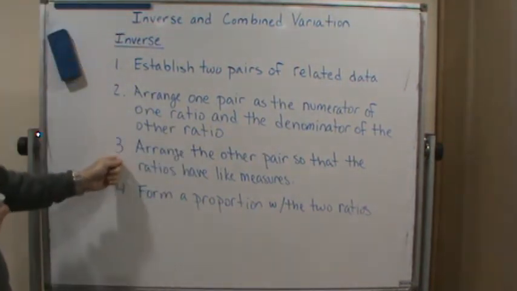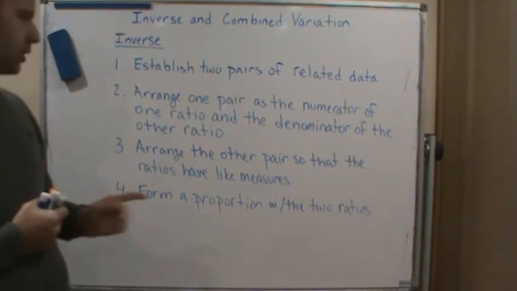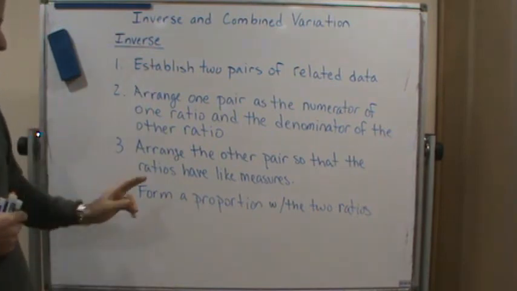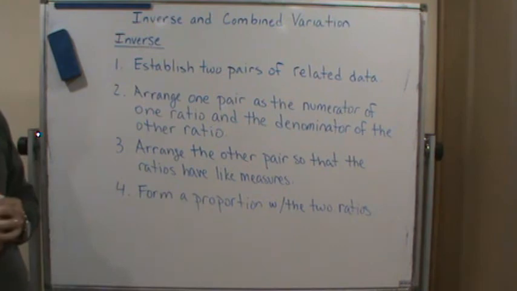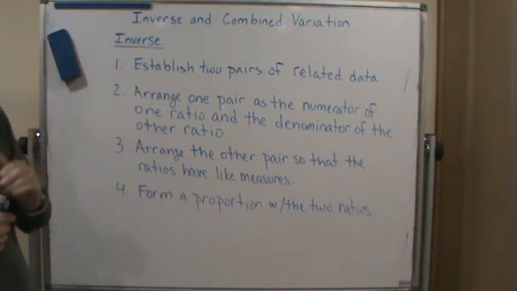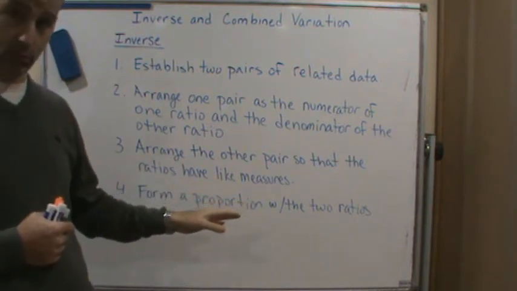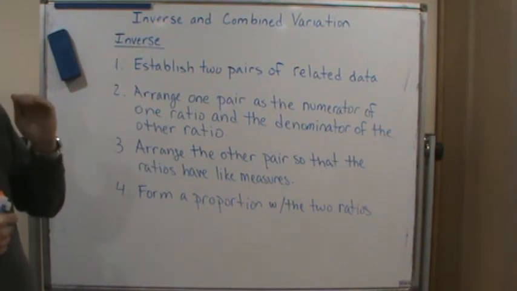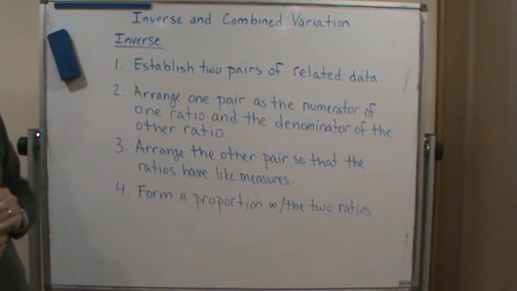Then the other pair of data, we're going to split the pair up, those two numbers, such that we end up with ratios that have like measures. So each ratio has the same measures, in other words, the same units, in the top and the bottom. We're looking at the units, okay?